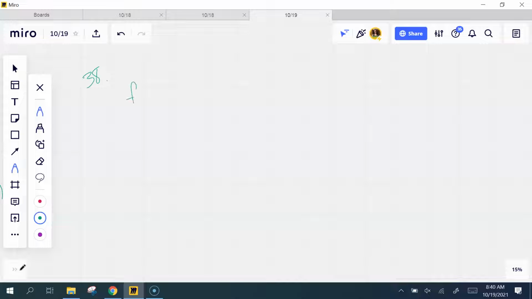F of u equals u minus 1 over u plus 1 squared. Oh, gross on this one. All right, let's do it. Nothing to it but to do it. Let's find the derivative of f with respect to u first.